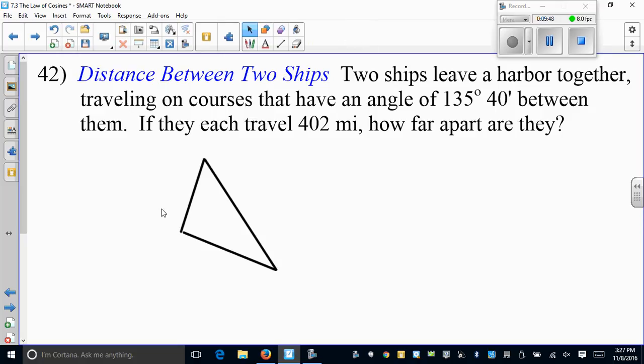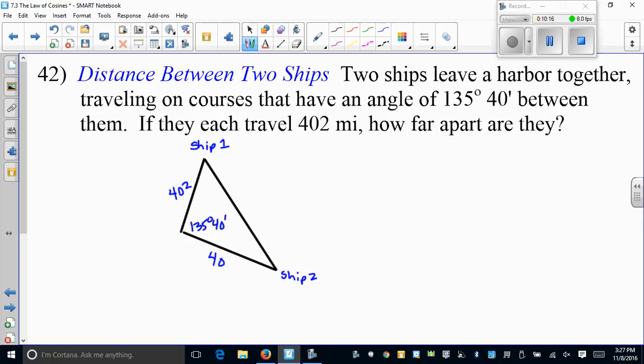So we have ship 1 here, we have ship 2 over here. We know this is 139 degrees, 40 minutes. It says if they each travel 402 miles, how far apart are they? So this is 402, this is 402 miles. The question is, how far apart are they?